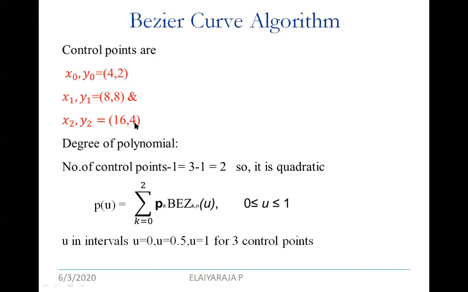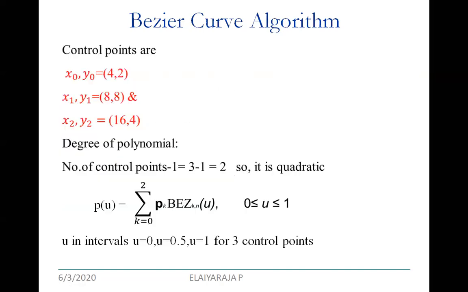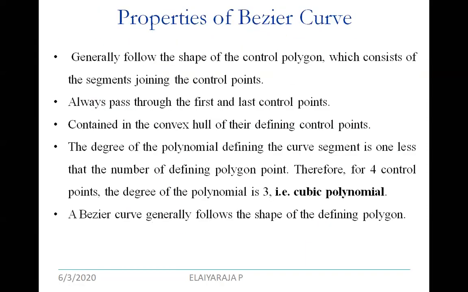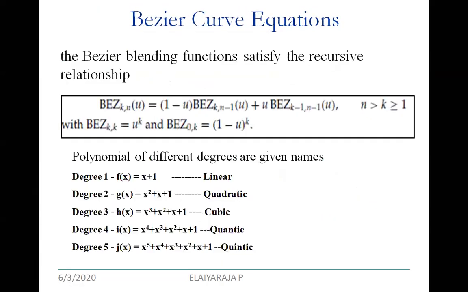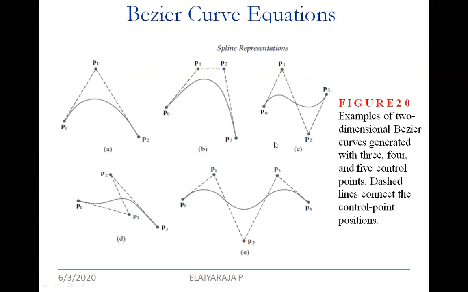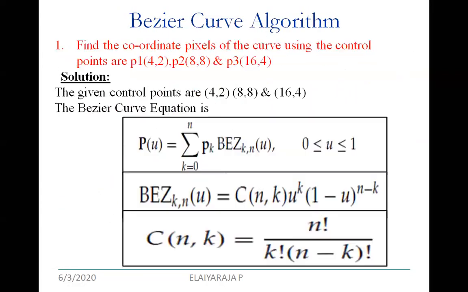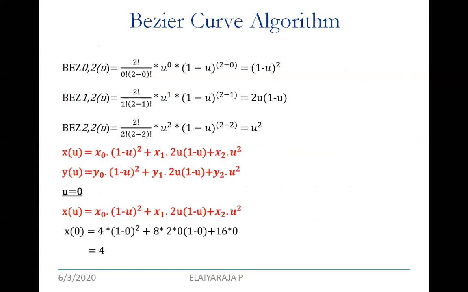So you have to write the summation of x of u as well as y of u, where x of u is that particular control point position value multiplied with the Bezier curve. Here, when you write the summation of x of u, it will start from the initial to the end point.